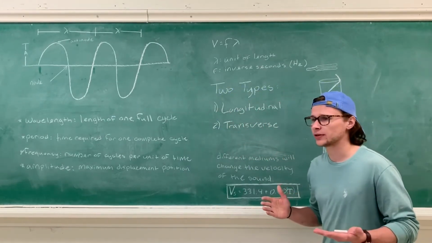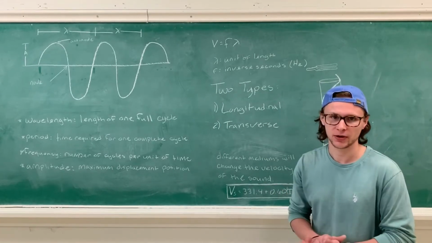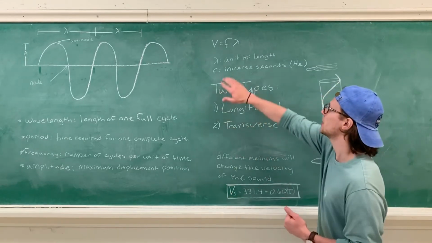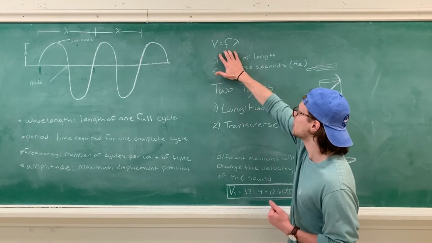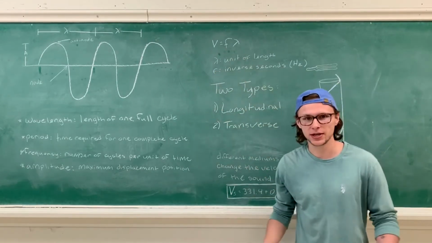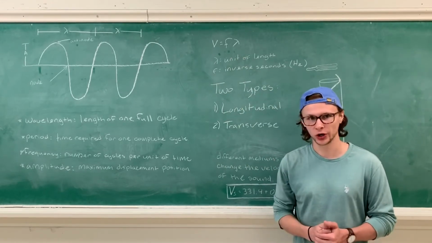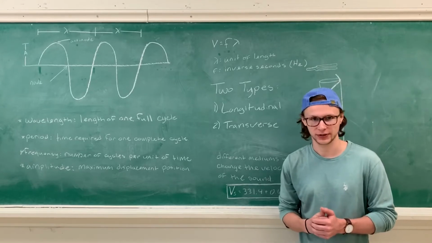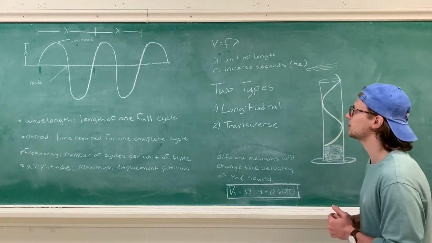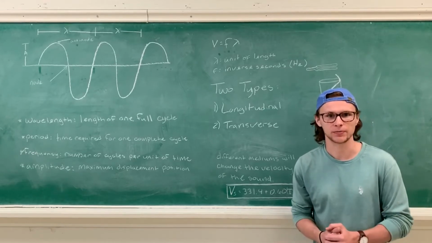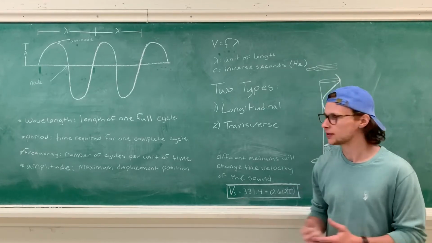And like we learned last lab, there was a relationship with velocity and frequency, which is given here, where frequency is the inverse seconds, also known as hertz, denoted as Hz. And lambda is just going to be the unit of length, centimeters, meters, that type of length.